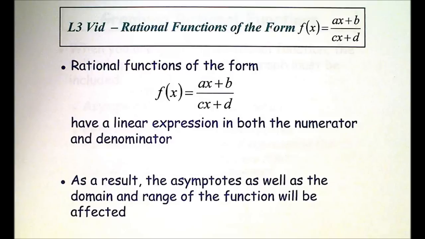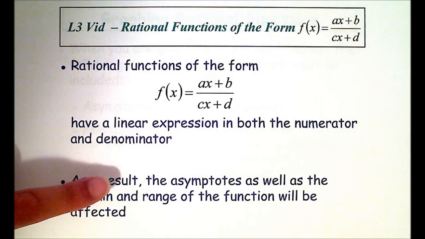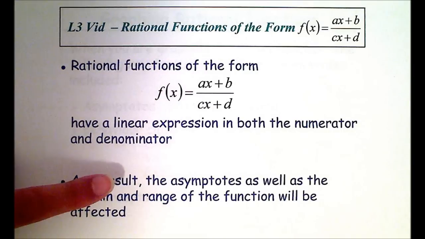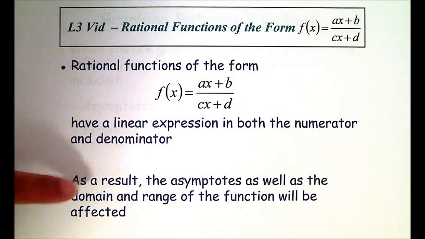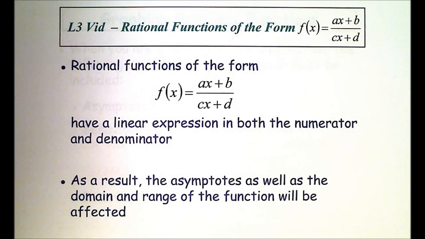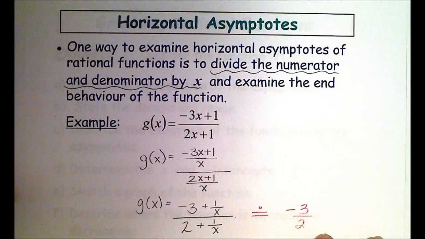And so these rational functions, because they're a little bit different than what you've seen so far, there will be some changes in the asymptote. Namely, the horizontal asymptote will be much different than what you've seen so far. And so as a result, some of the domain and ranges will change as well. So we're going to focus on the horizontal asymptote for these functions first.